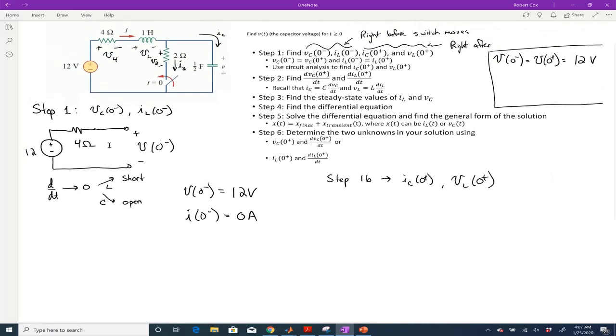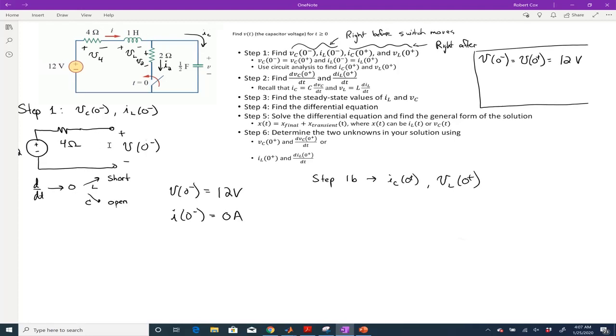So if I look at the circuit over here, so I'll keep the circuit in view here on the screen. Right after the switch moves, I have my 12 volt source. I have a resistor. Now in this case, I have to replace the inductor with a current source and the capacitor with a voltage source. Remember, our basic theory is that for a really short period of time, V of 0 minus equals V of 0 plus, and I of 0 minus equals I of 0 plus.